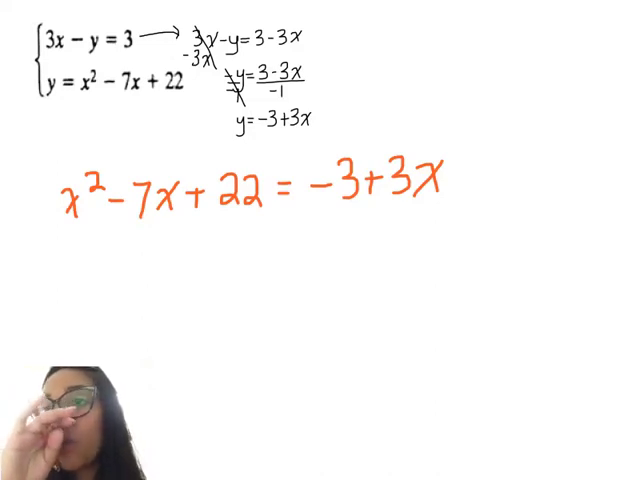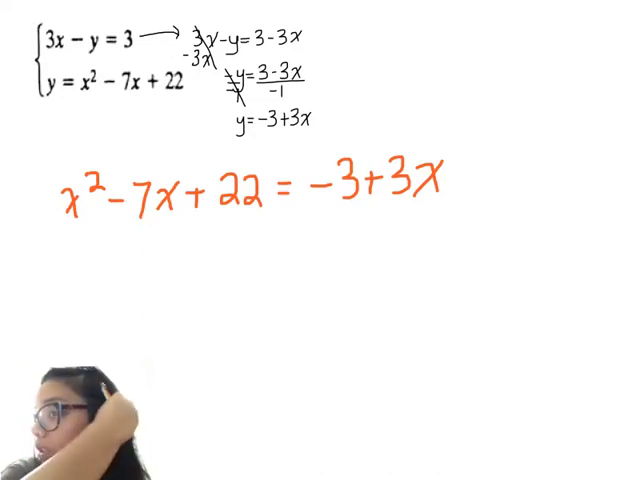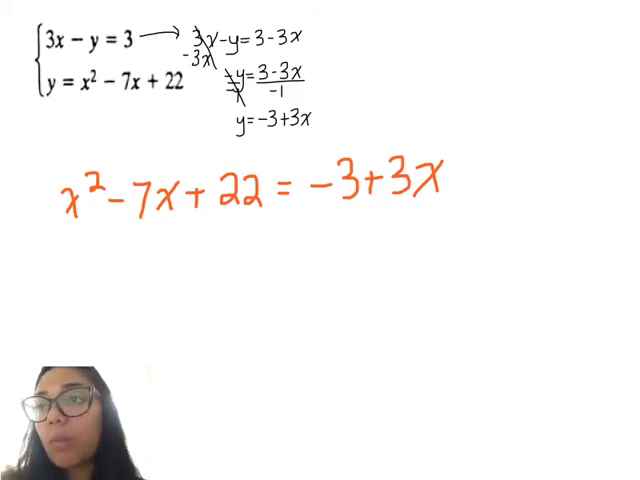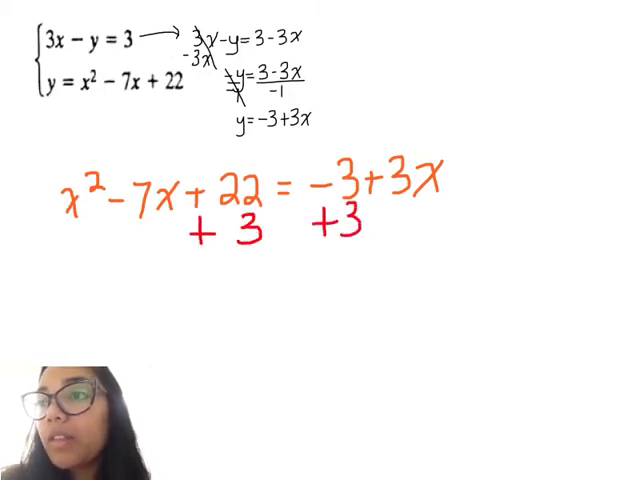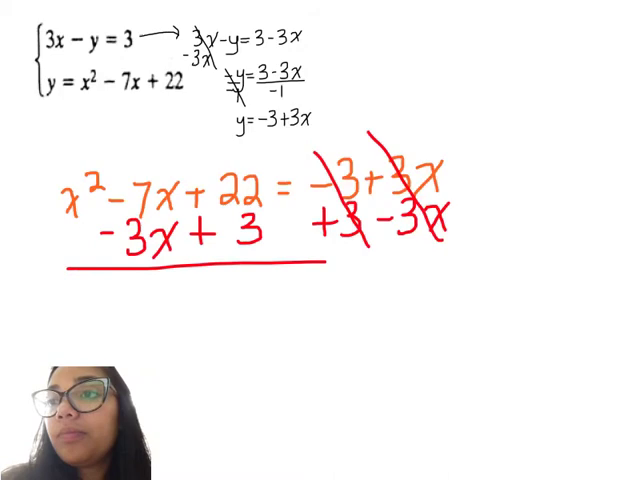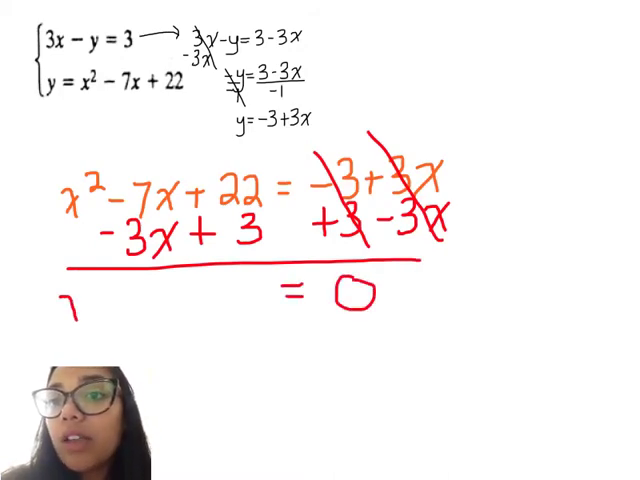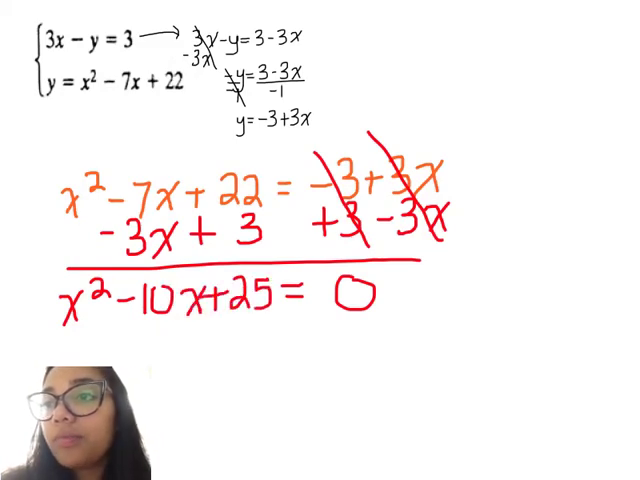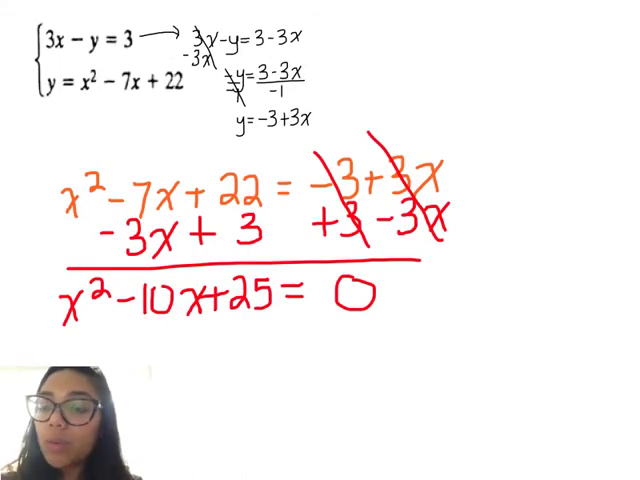So now I make 0 on one side of the equation. I need to have a 0 on one side of the equation. So I'm going to move over the smaller portion. So I'm a negative 3, I'm going to add 3. And I'm going to add 3 to my like term, my whole number. So this cancels out, and then I have a plus 3x. So now I'm going to subtract 3x minus 3x. So this cancels out, and now I'm going to simplify. This will be equal to 0, and I'll have x squared minus 10x plus 25.